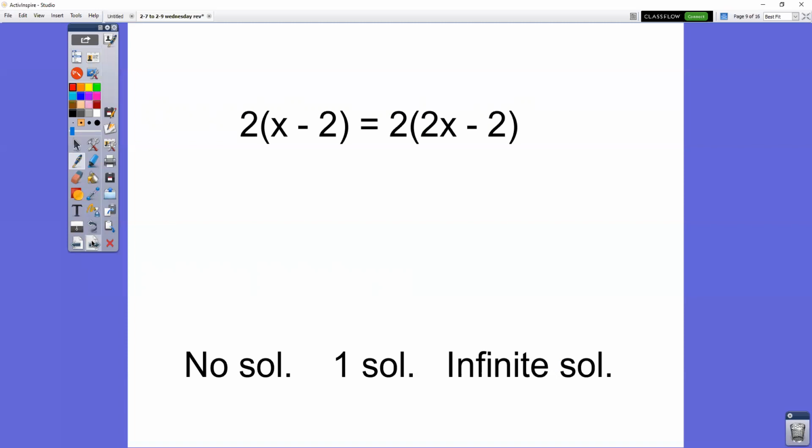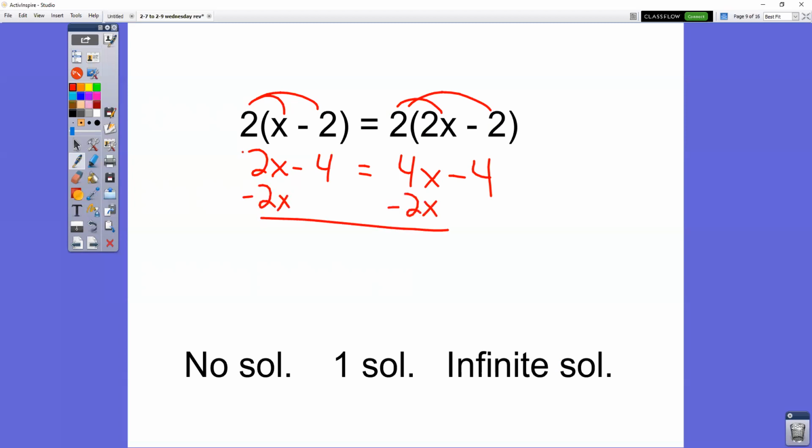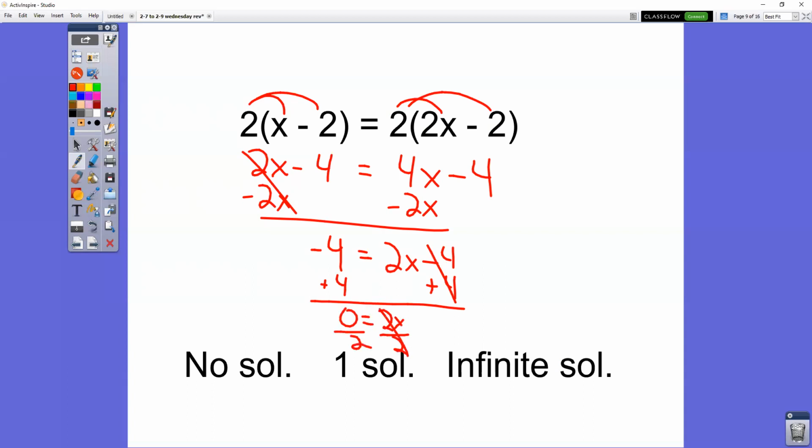So again, you still have to follow those rules with distributive property first. So distribute, distribute, distribute, distribute. So I have 2x minus 4 equals 4x minus 4. So now I have letters on both sides of the equal sign, minus 2x, minus 2x. So I have -4 equals 2x minus 4, plus 4, plus 4. So I have 0 equals 2x. Divide by 2, divide by 2. 0 divided by 2 is 0. So I end up with x equals 0.